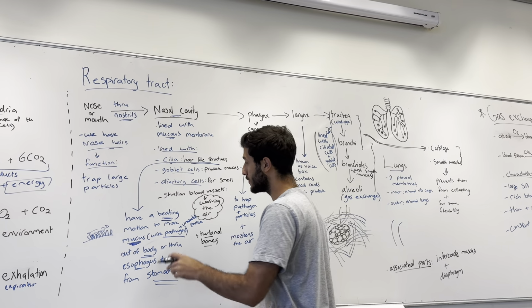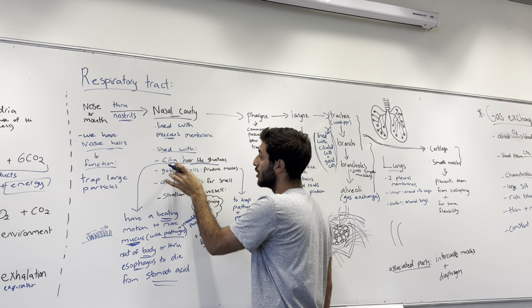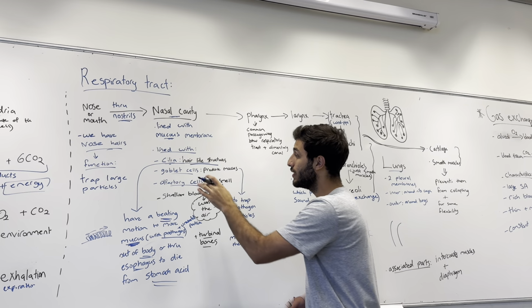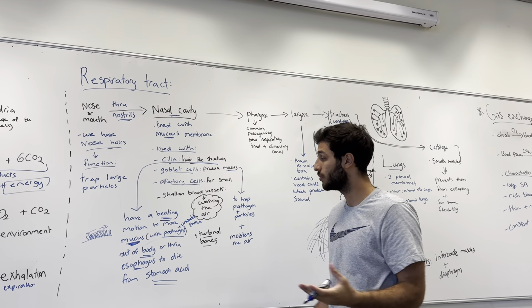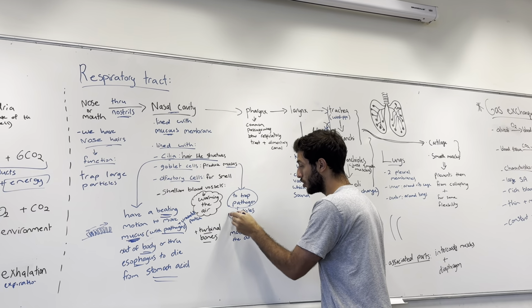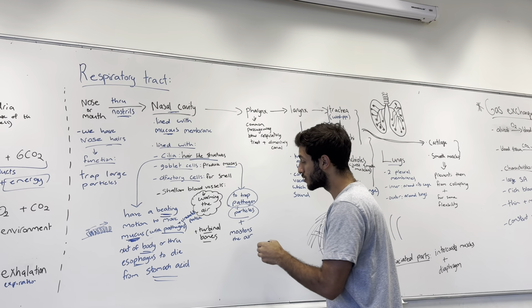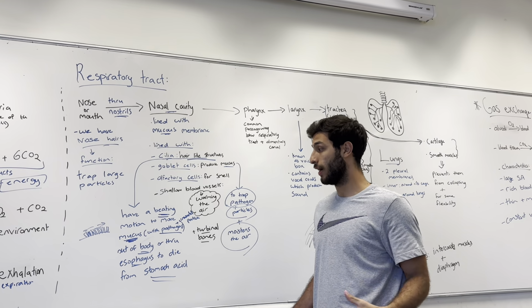So what produces mucus? We have cells called goblet cells. These goblet cells are what produce mucus. And what is the role of mucus? Mucus, of course, traps pathogens and unwanted particles, and it also moistens the air, so it prevents the respiratory tract from drying out.